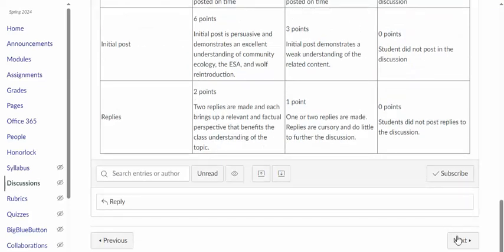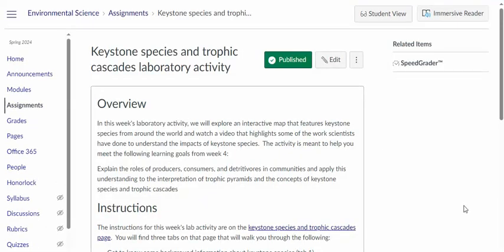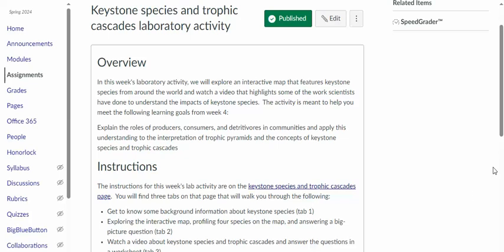Make sure you get your initial post up here by Wednesday and then respond to your peers by the end of the week. And then we're going to do a keystone species. So the wolves are keystone species, so this is connected to the discussion. Keystone species and trophic cascades laboratory activity.